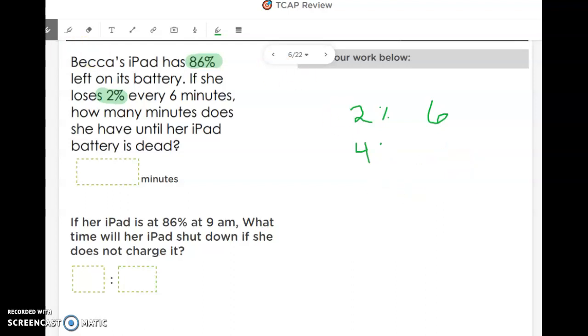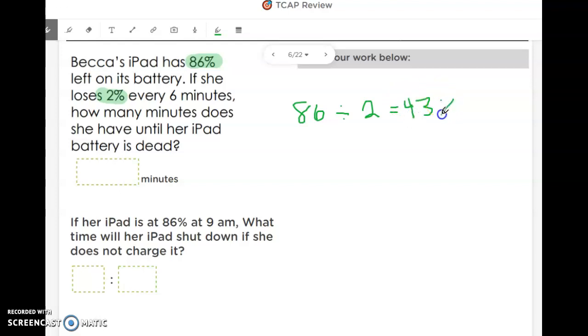So what we're going to do instead is think about division. I'm going to take the amount of charge she has, 86%, and keep the percents together. I'm going to divide by 2. If I do that, I'm going to get the answer of 43. 6 divided by 2 is 3. 8 divided by 2 is 4.